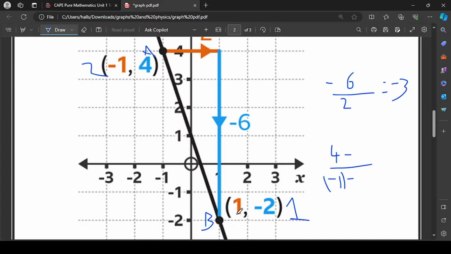And now what is x1? x1 is just 1. And what is y1? This is y1. y1 is minus 2. So put it in brackets, put it right there. And then you work it out.